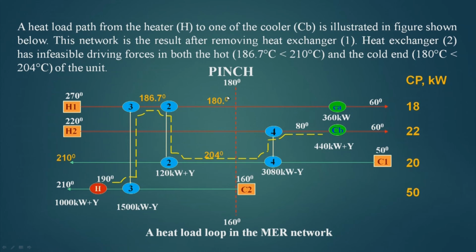This is hotter, this is cooler. This cold is hotter, this is cooler. So, these are infeasible driving forces. Okay. So, this temperature has to be increased over and above these values, so that the heat flows from here to here, here to here. So, through this heat load path, we will increase.